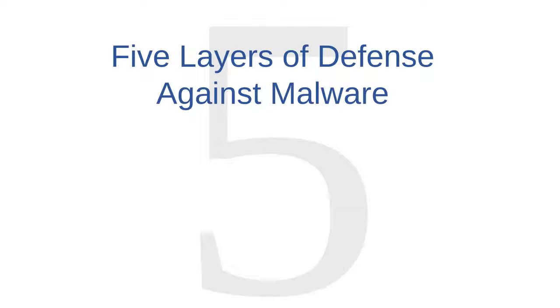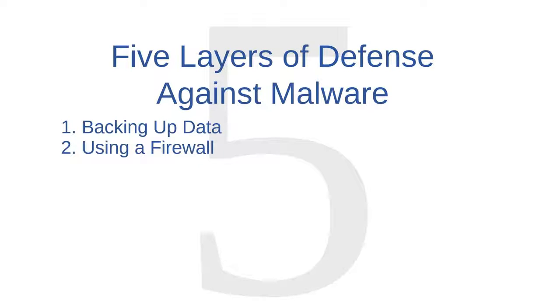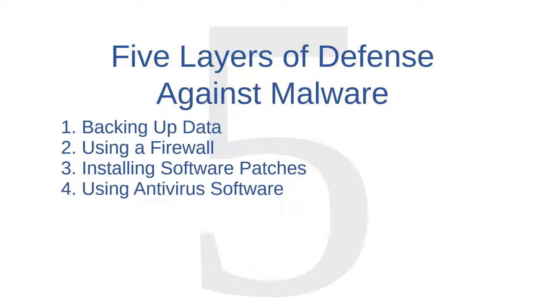We will introduce 5 layers of defense: backing up data, using a firewall, installing software patches, using antivirus software, and user education. None of these layers is particularly powerful by itself, but taken together, they constitute a firm defense. As long as you use a computer, you will always be at some risk of malware attack. But implementing these 5 layers will make that risk vanishingly small.